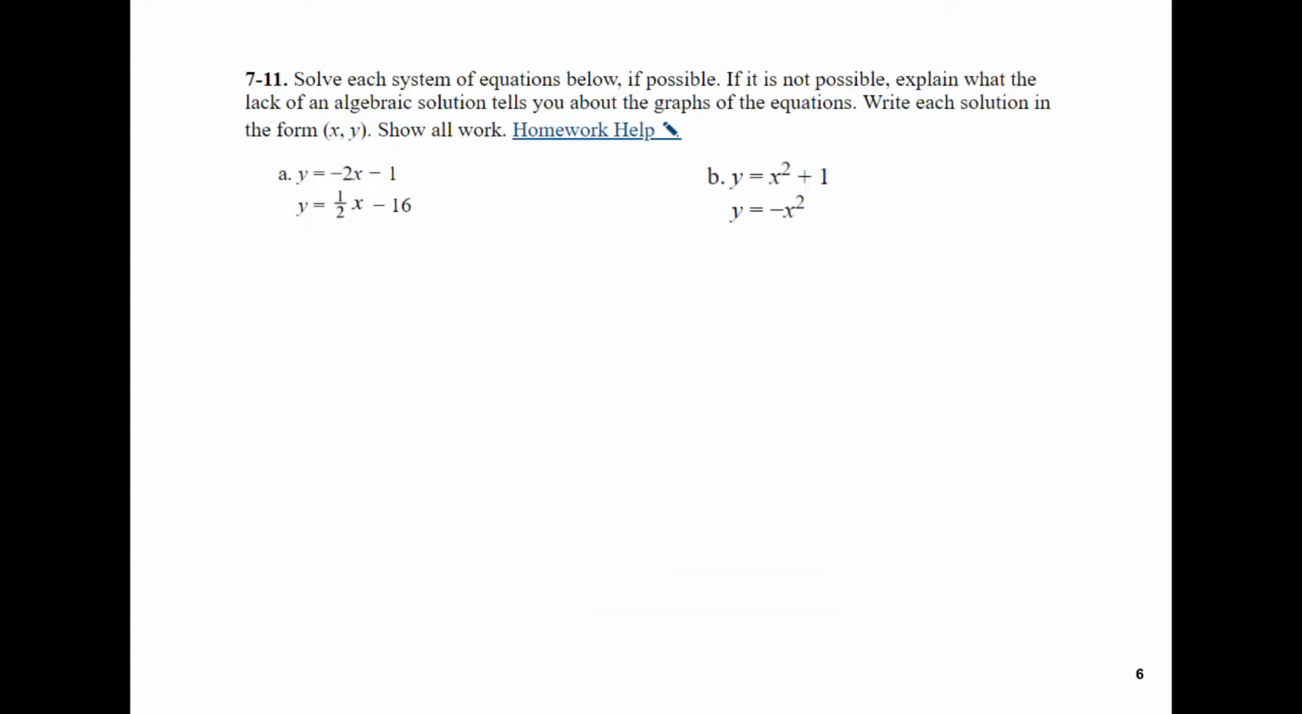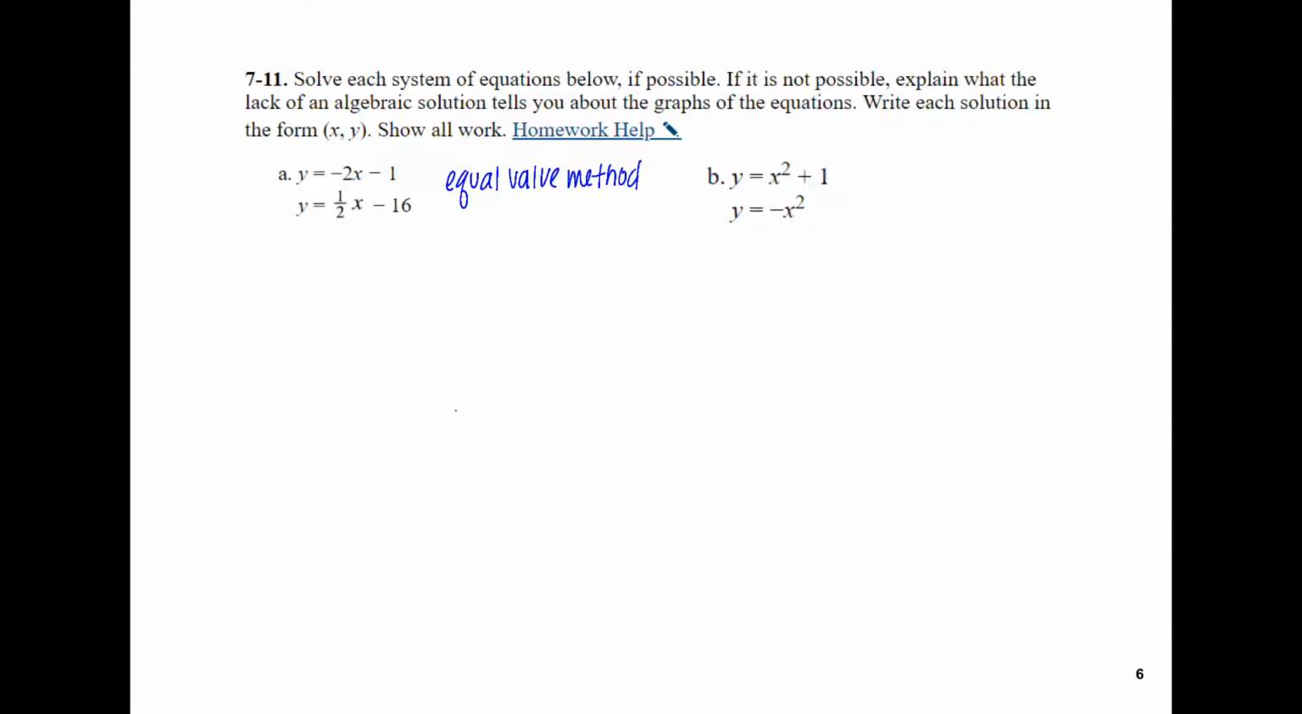7-11 says solve each system of equations below if possible. If not possible, explain what the lack of an algebraic solution tells you about the graph of these equations. Write each solution in the form (x, y). So when we look at these two lines, we have the line y equals negative 2x minus 1, and we also have the line y equals 1/2 x minus 16. So I'm going to use the equal value method to solve this system and see, do these lines intersect at one point? Are they the exact same line, or are they parallel?